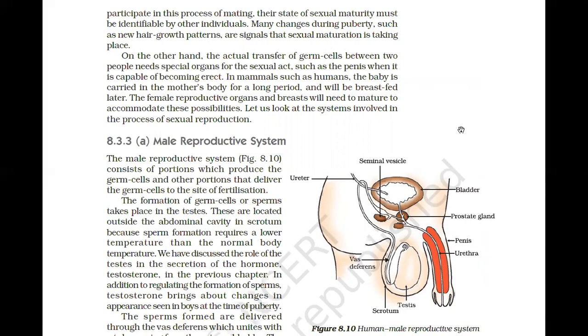In mammals, such as humans, the baby is carried in the mother's body for a long period and will be breastfed later. The female reproductive organs and breast will need to mature to accommodate these possibilities. Let us look at the systems involved in the process of sexual reproduction.